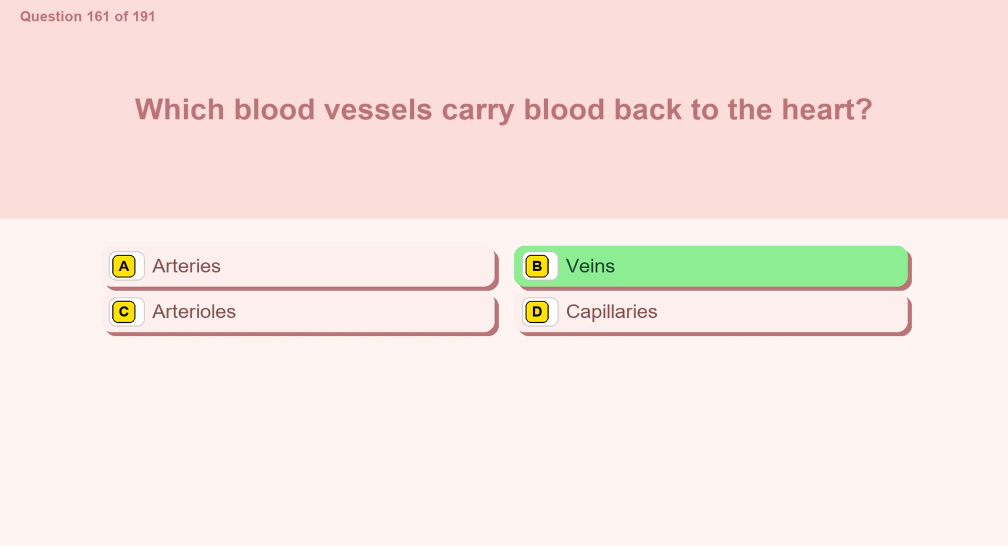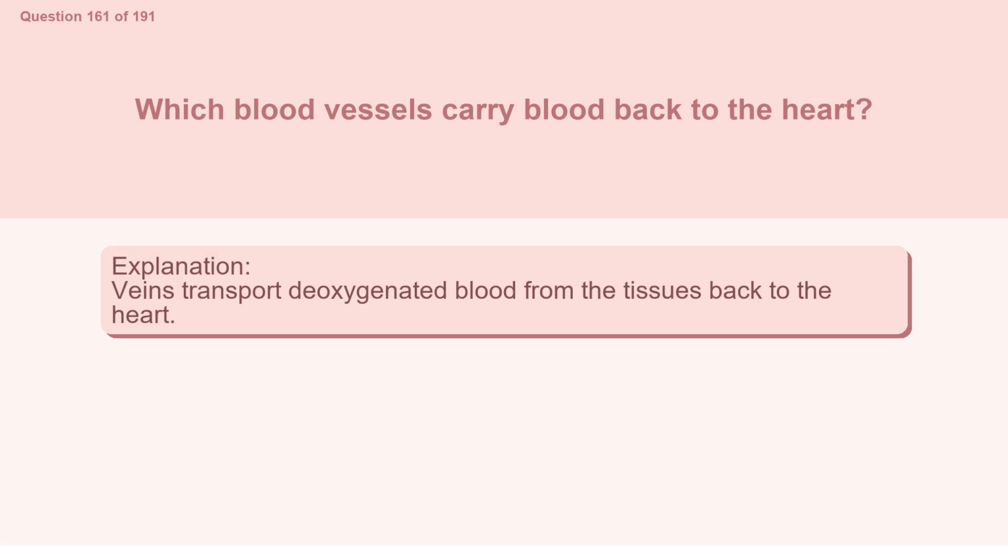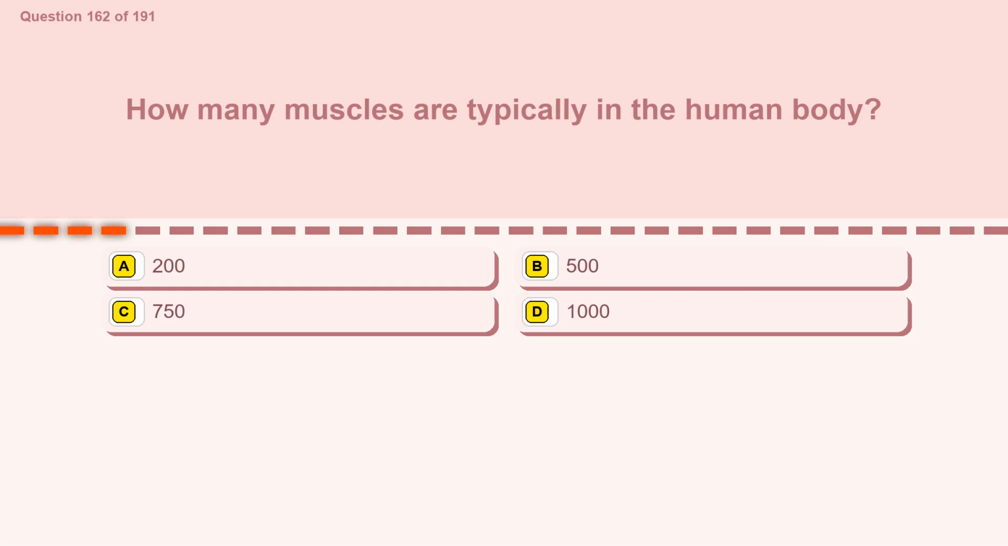The correct answer is option B, veins. Veins transport deoxygenated blood from the tissues back to the heart. Question 162. How many muscles are typically in the human body?